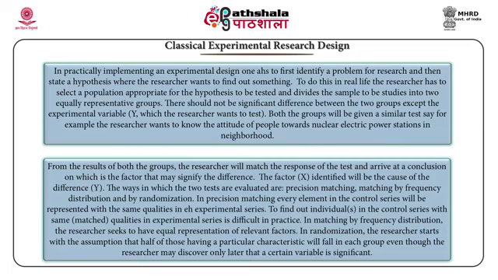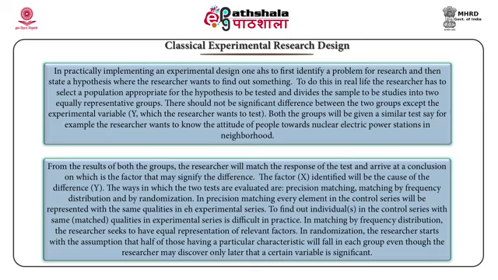The ways in which the two tests are evaluated are precision matching, matching by frequency distribution, and randomization. In precision matching, every element in the control series will be represented with the same qualities in the experimental series. To find individuals in the control series with the same qualities as in the experimental series is difficult in practice.